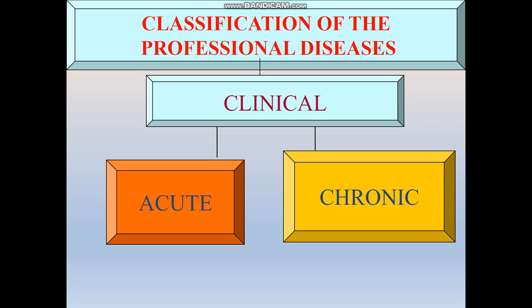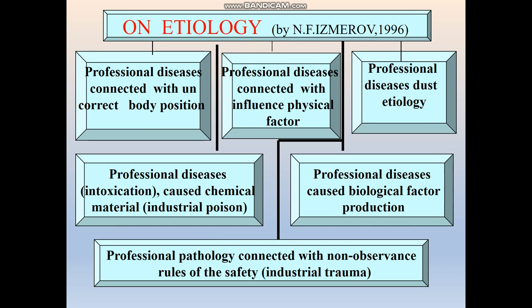Classification of professional disease, clinical classification. All professional diseases are divided into two groups, acute and chronic. On etiology, the researcher Izmirov recommends the following classification of professional disease. First group includes professional disease connected with incorrect body position. Second, professional disease connected with the influence of physical factors on the working organism, biological factors of production, chemical factors, professional disease of dust etiology, and professional pathology connected with non-observance of safety rules.